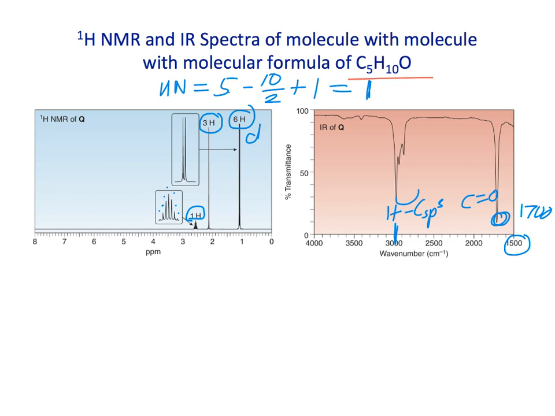I think the septet's indicative of a dimethyl group. I don't even know what to call it. If we have a CH with a CH3 and a CH3 and something's attached, what do we call that? An isopropyl group, right? Okay.